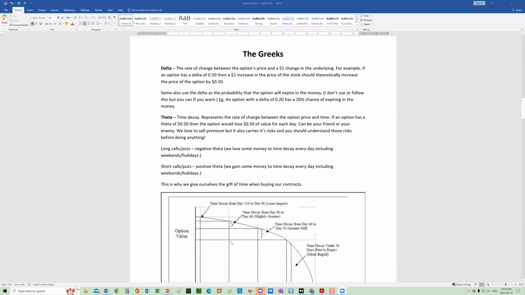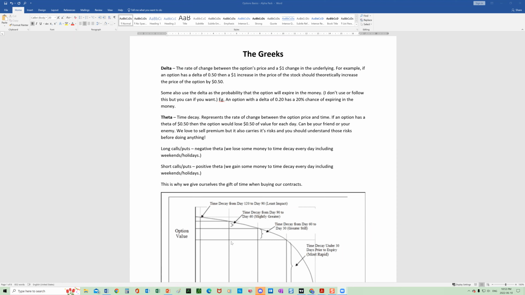It is absolutely imperative that you understand the options Greeks. Now, I don't mean that you need to be able to do the calculations based on the Black-Scholes options pricing model, but you have to understand how what I like to call the four horsemen of the options Greeks work, okay? So you have delta.